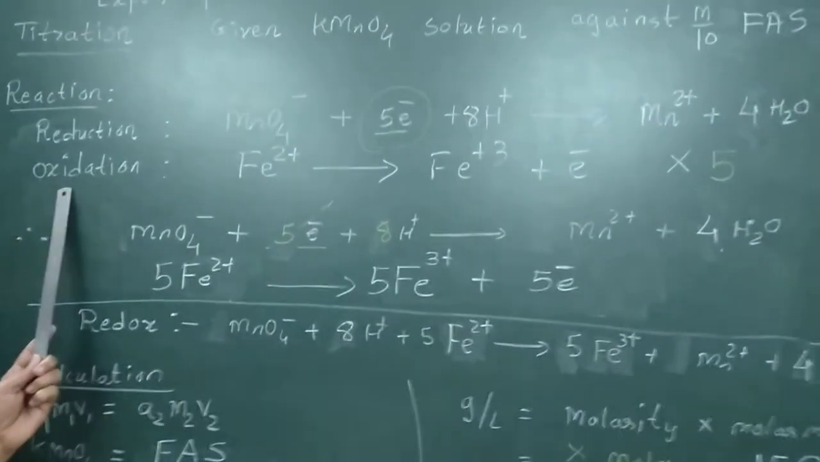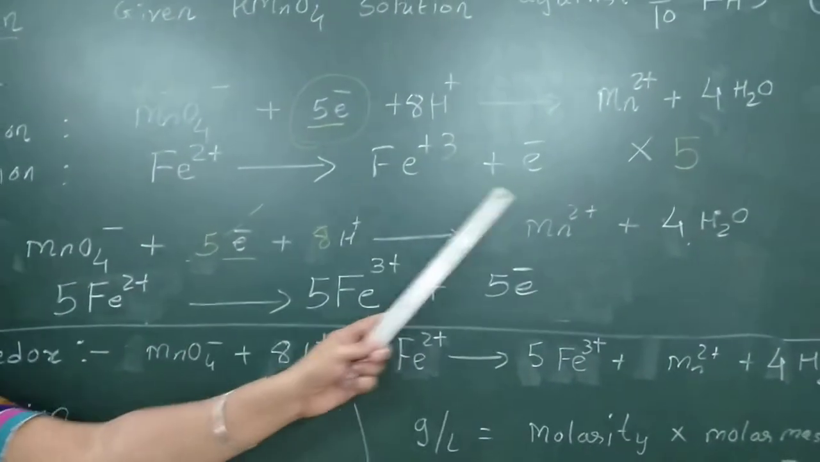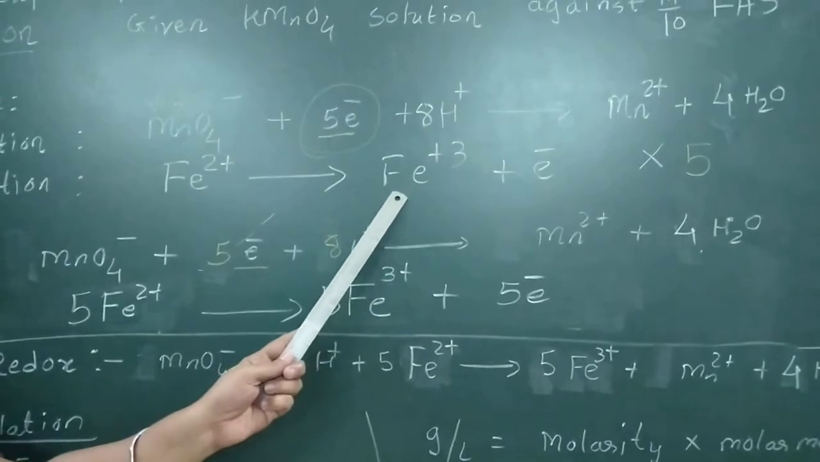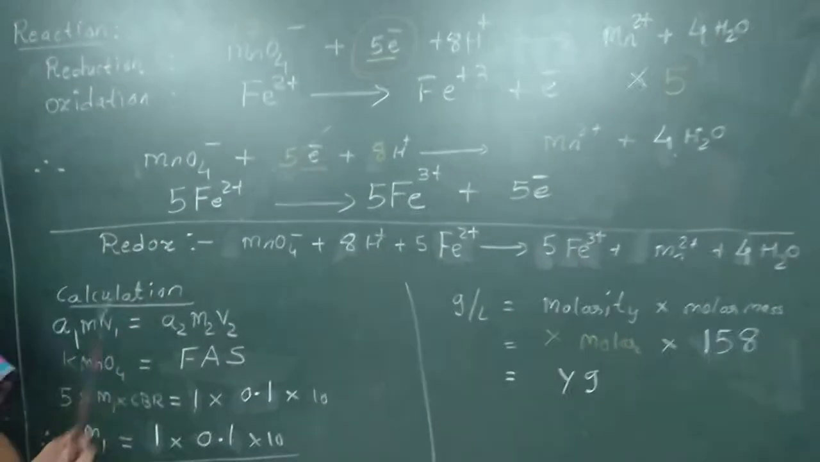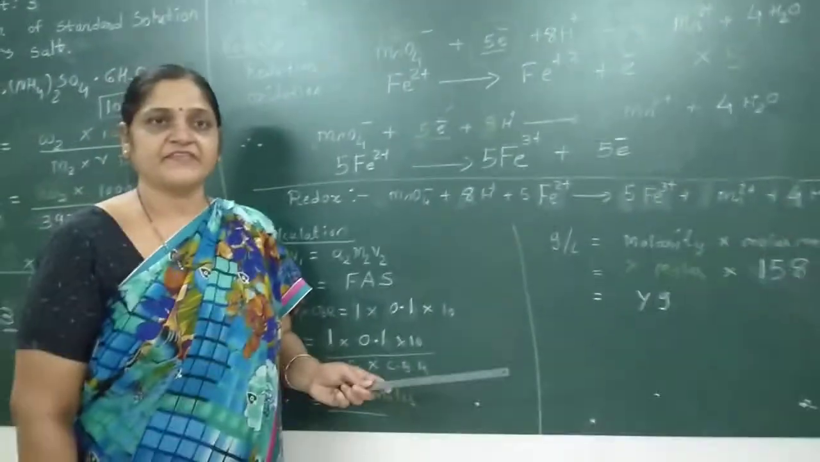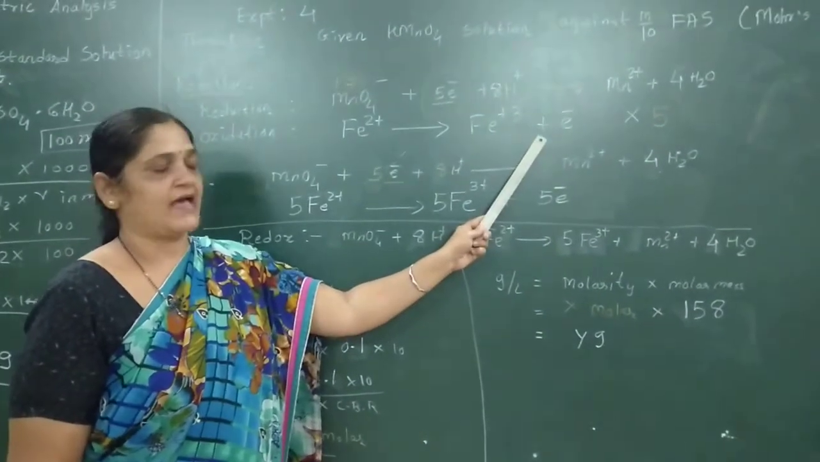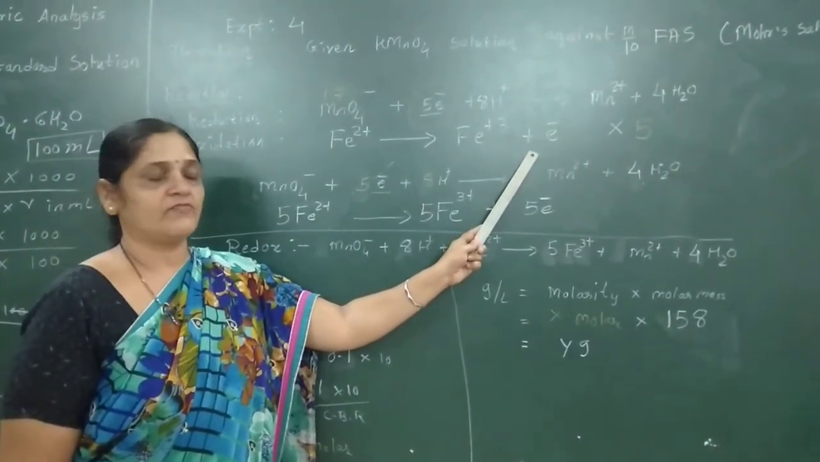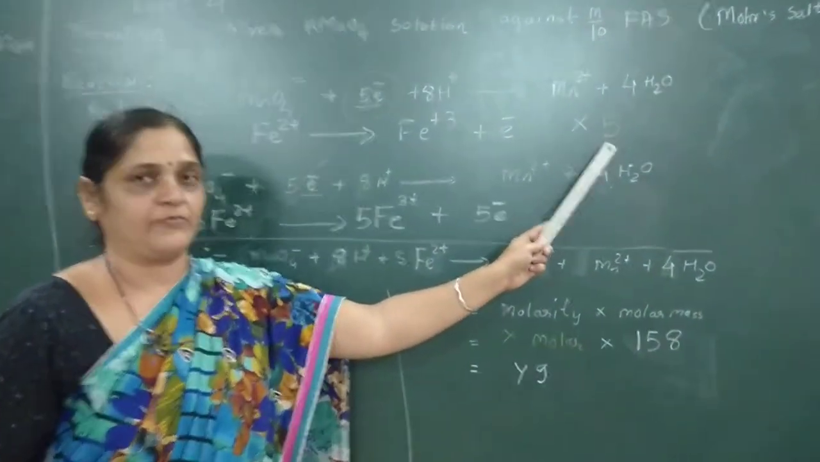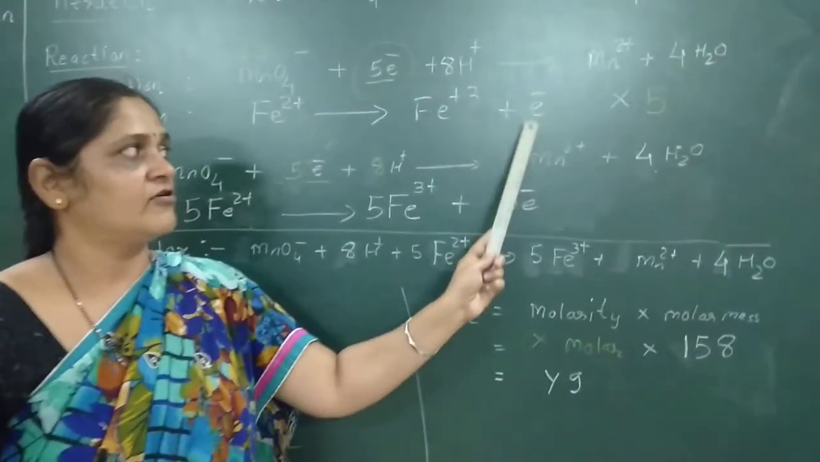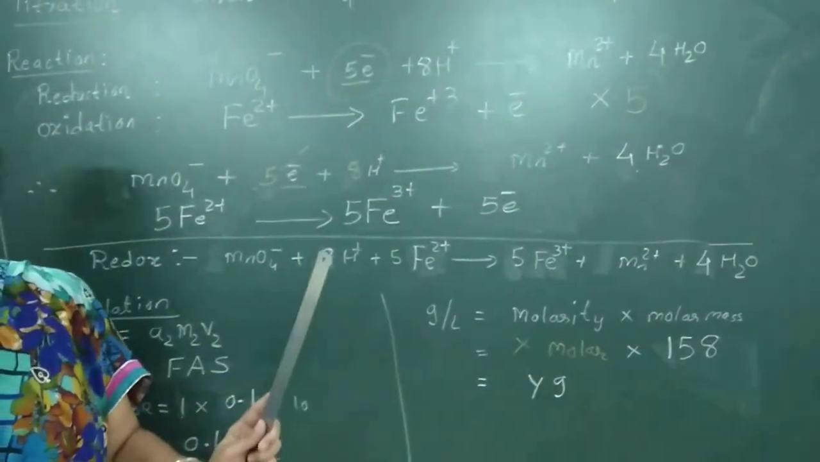Again, the oxidation process is taking place with the Fe2+ ion, that is ferrous ion, losing 1 electron, getting converted into Fe3+ ion. Now when there is a redox reaction, there will be an equal number of electrons lost and gained during the process. Therefore, here only 1 electron is lost by the Fe2+ ion. So in order to balance the number of electrons, I am going to multiply the oxidation reaction equation with 5. Therefore, 5 electrons lost and 5 electrons gained. The number of electrons lost and gained become equal.